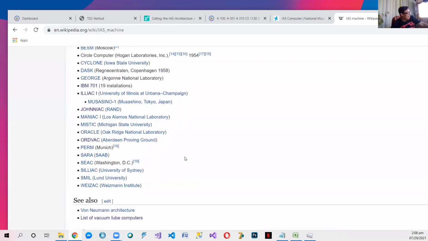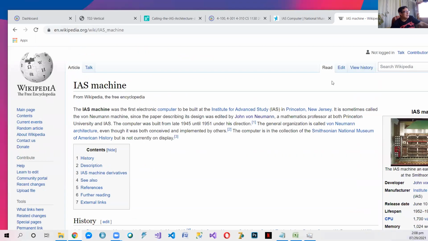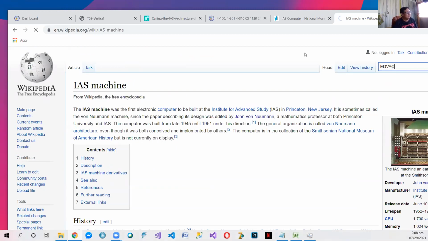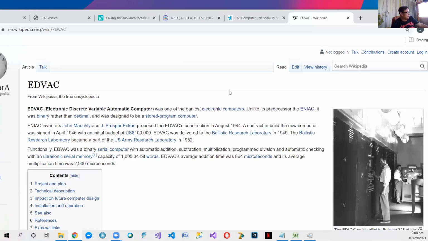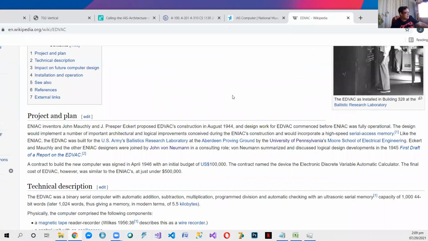Now, a very important computer here is EDVAC. They did not include EDVAC because it was developed almost simultaneously with the IAS. This is my EDVAC. The developers of ENIAC also developed this. Do you follow? This was also done at the University of Pennsylvania, and it was designed for the military, for ballistic research.